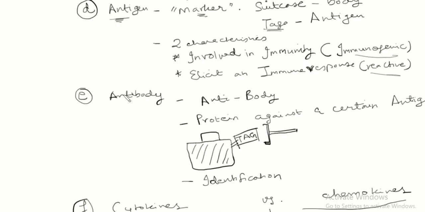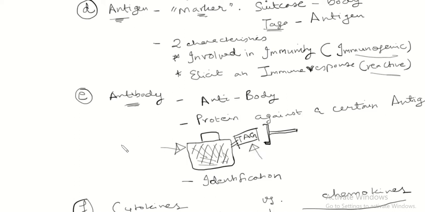Okay. Let's talk about antibody. I think this is another concept that tends to confuse people. So how do I think through this? Remember luggage? When we talked about antigen, we talked about a suitcase. So this is our luggage, this is our suitcase, and then this is the tag. So this is antigen.